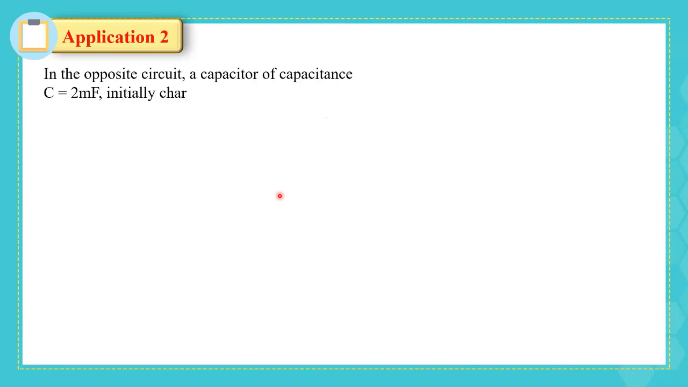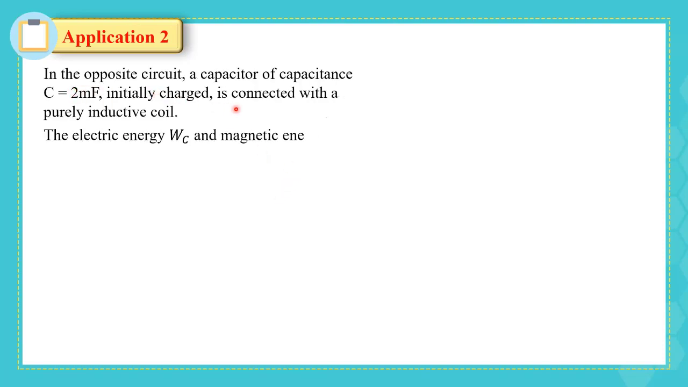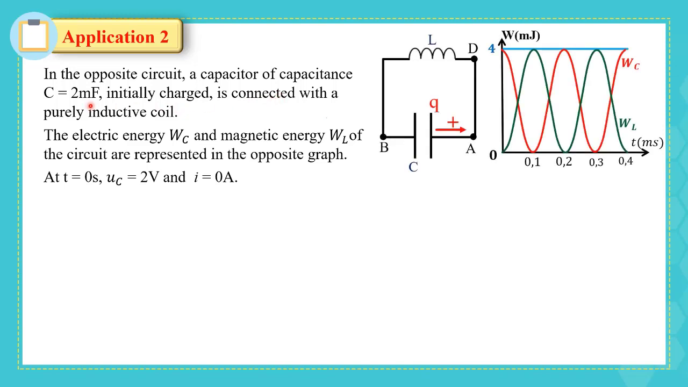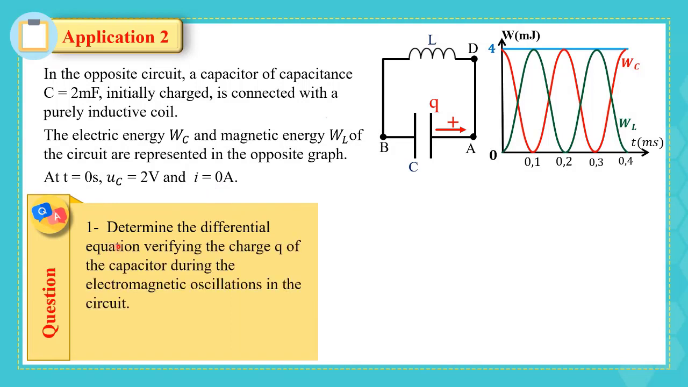Let's solve now application 2. In the opposite circuit, a capacitor of capacitance C equal 2 microfarad, initially charged, is connected with a purely inductive coil. The electric energy WC and the magnetic energy WL of the circuit are represented in the opposite graph. At t equals 0, UC equal 2 volt and i equals 0 ampere. Part 1. Determine the differential equation verifying the charge q of the capacitor during the electromagnetic oscillation in the circuit.